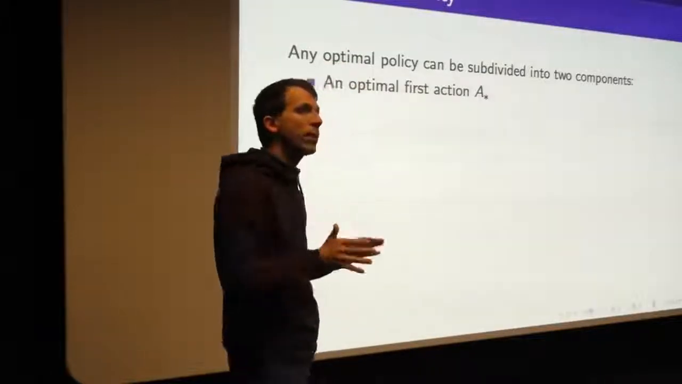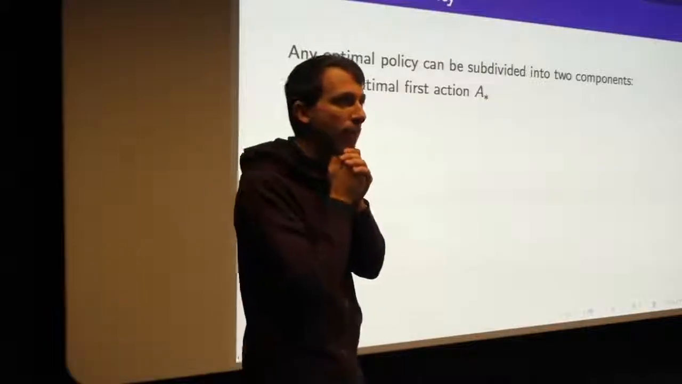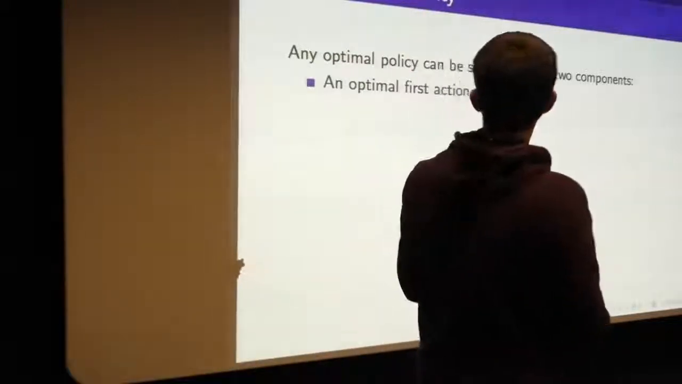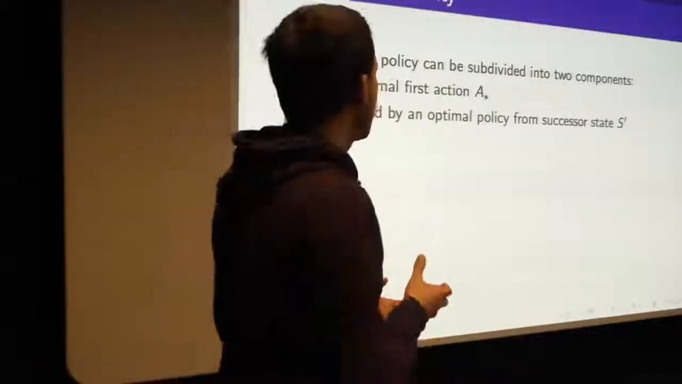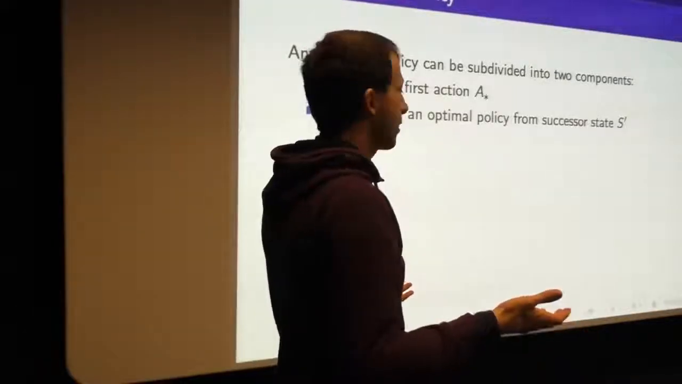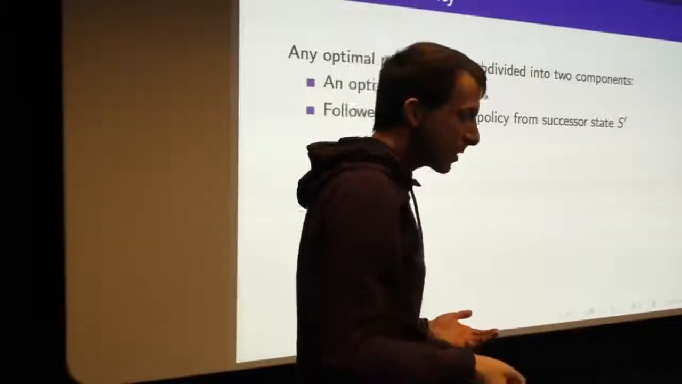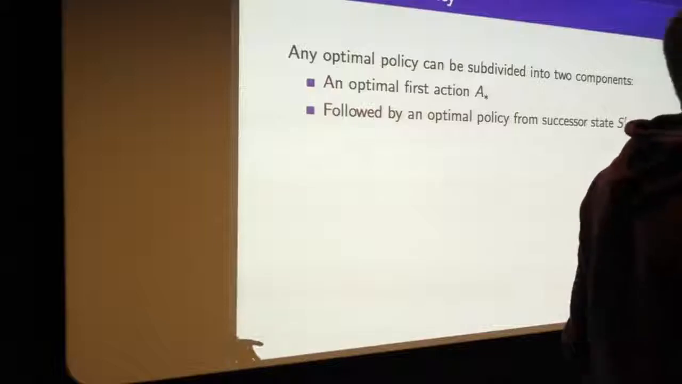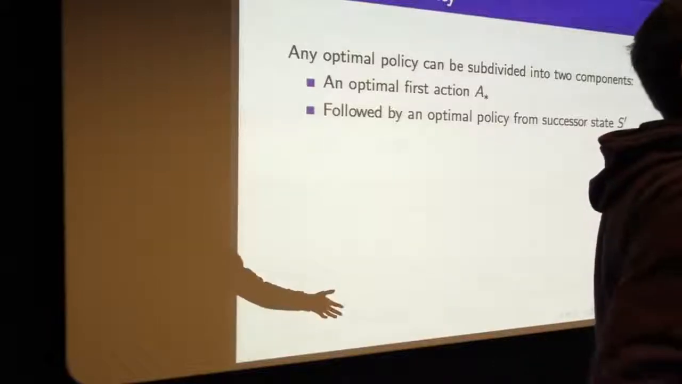Before we go into the details of value iteration, I want to return to the basic principle of dynamic programming, which was the principle of optimality. If you remember, we can subdivide any optimal policy into two pieces. I have to take an optimal first action, and then after that I follow an optimal policy from wherever I end up. Then we can say that the overall behavior is optimal.